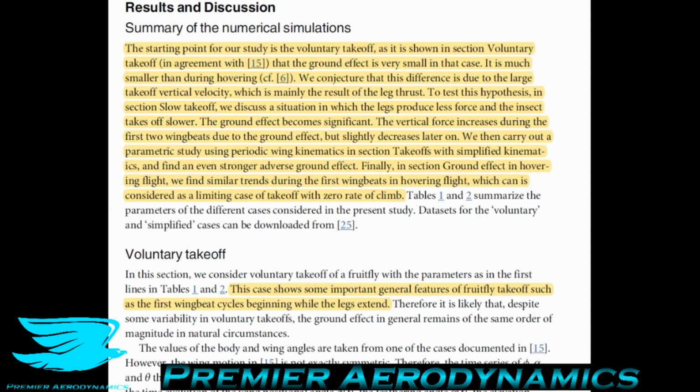The vertical force increases during the first two wing beats due to the ground effect, but slightly decreases later on as it gets further away. They then carried out a parametric study using periodic wing kinematics in section takeoffs and with simplified kinematics, and find an even stronger adverse ground effect. So that's interesting here that they said it's adverse ground effect. So in this particular case, the ground effect was bad for the insect, which is probably why they jump off faster. Finally, in the section ground effect in hovering flight, they found similar trends during the first wing beats in hovering flight, which can be considered as a limiting case of takeoff with zero rate of climb.